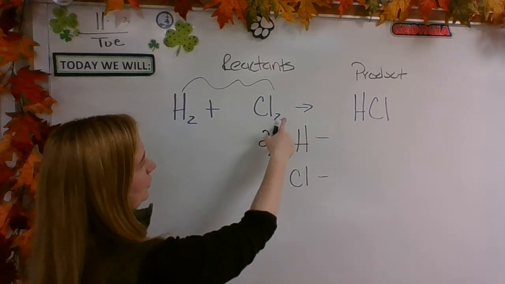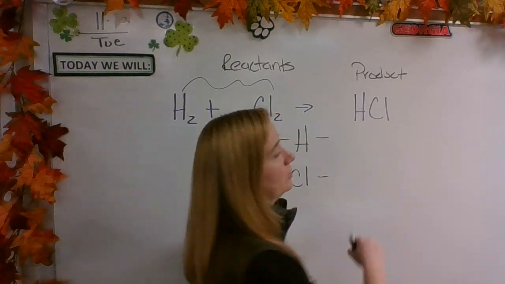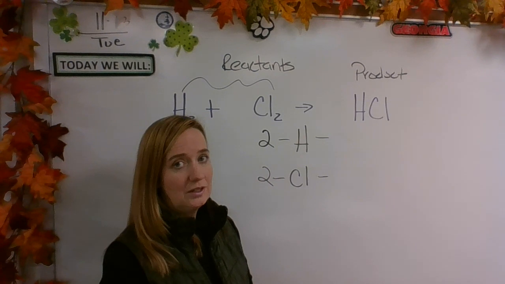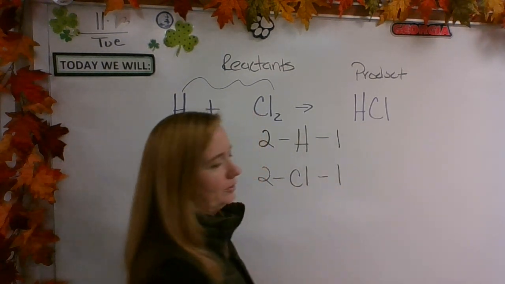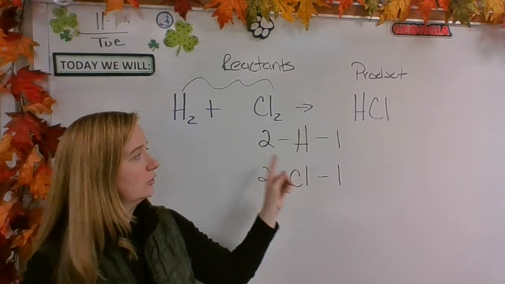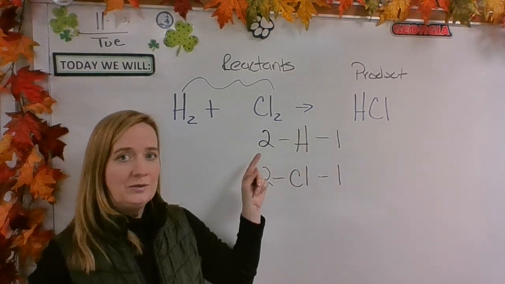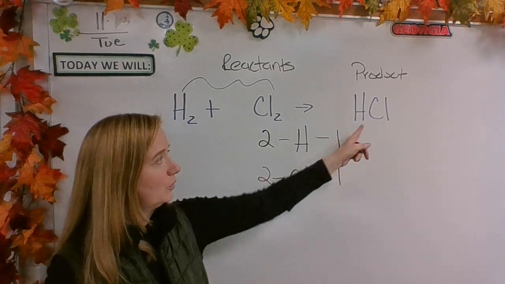2 hydrogen, 2 chlorine. If there is no number here, we are assuming that it exists because it's written, but it's an understood 1. So you have 1 hydrogen and 1 chlorine. Now, they don't balance. So think about a teeter-totter, right? Or seesaw. It needs to be 2 and 2. So how do I get 2 over here?